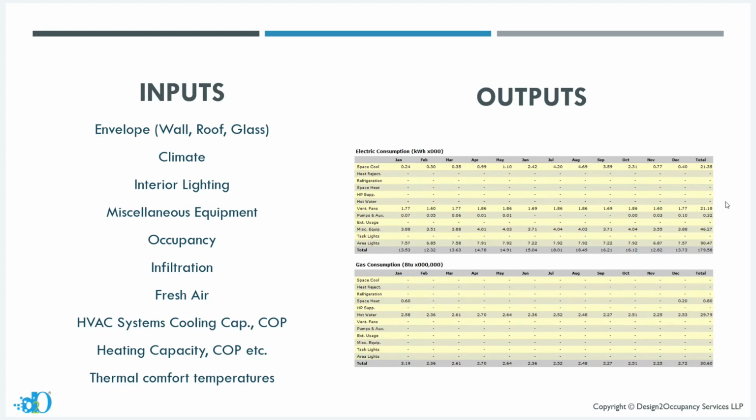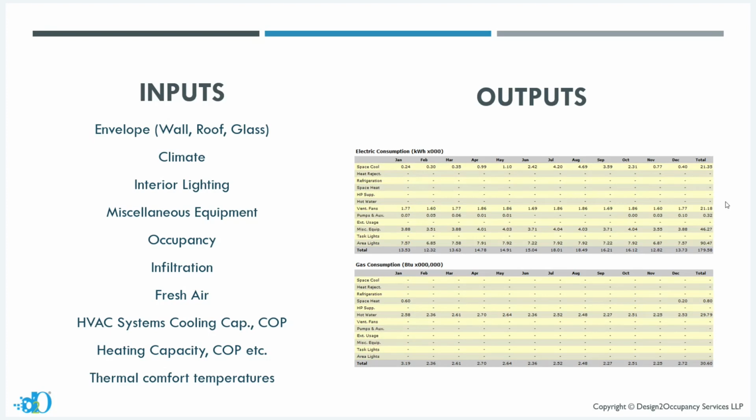Then we have fresh air, how much fresh air we are taking from the ventilation system, HVAC system capacity, COP, heating capacity, COP, thermal comfort temperature. Thermal comfort temperature is basically the temperature you need inside the building, and you need to give it yourself, for example the 24 degree comfort temperature norm. That temperature you need to give inside the software. After giving all the inputs, you get the output, and it shows how much the building is going to consume in a year.